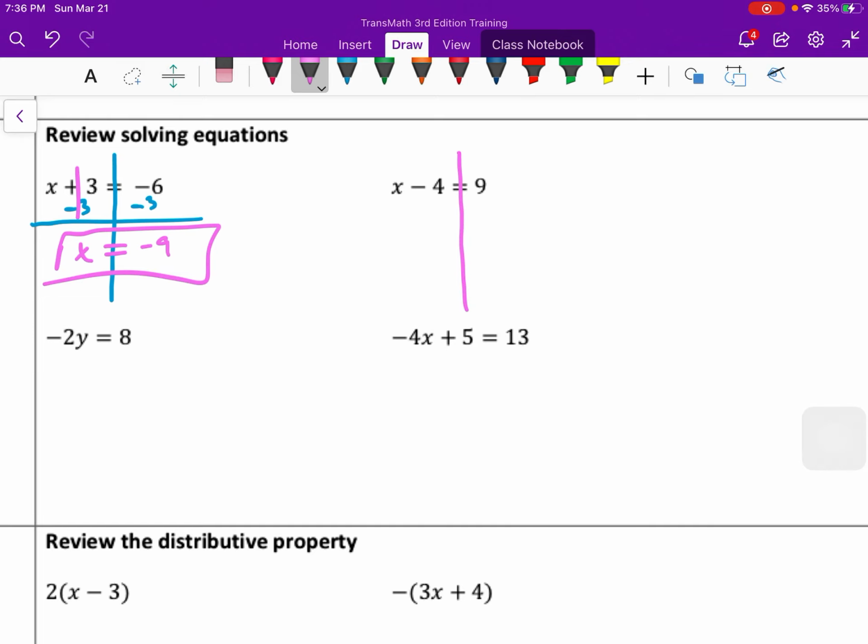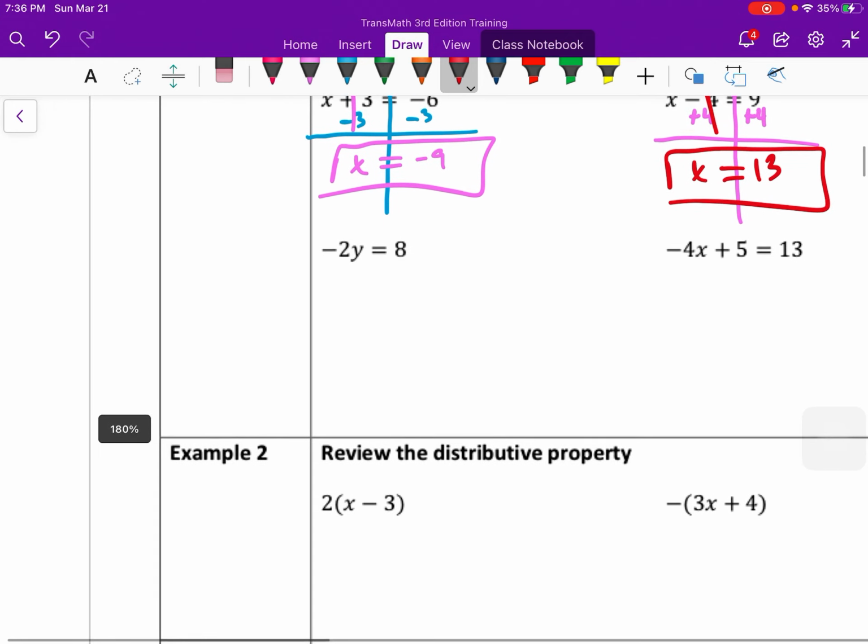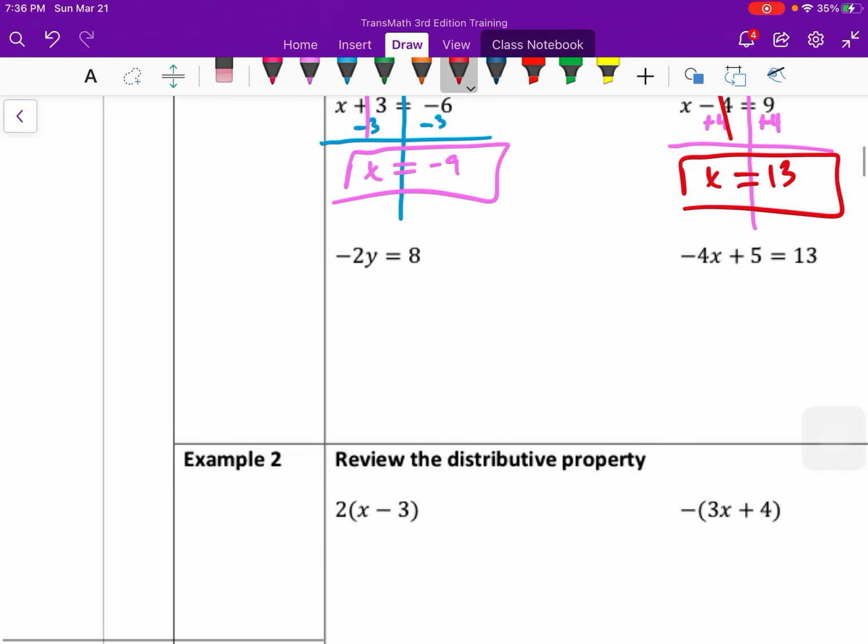In this next one, it's x minus 4, so we're going to want to add 4 to both sides. This becomes 0, so we have x equals just 13. And if you want to check them, you can by plugging them in and substituting, and then verifying that the equation is balanced.